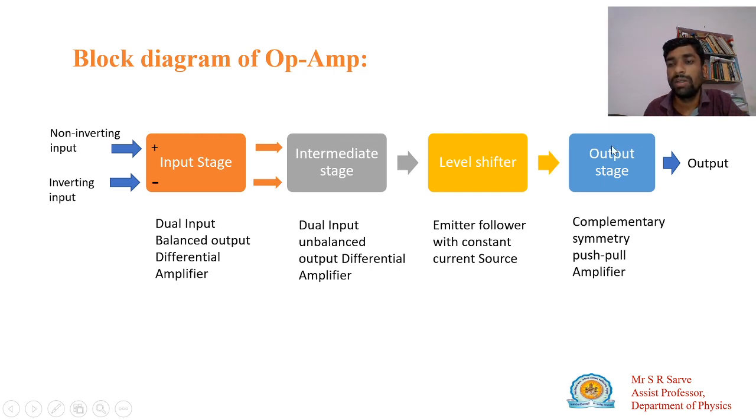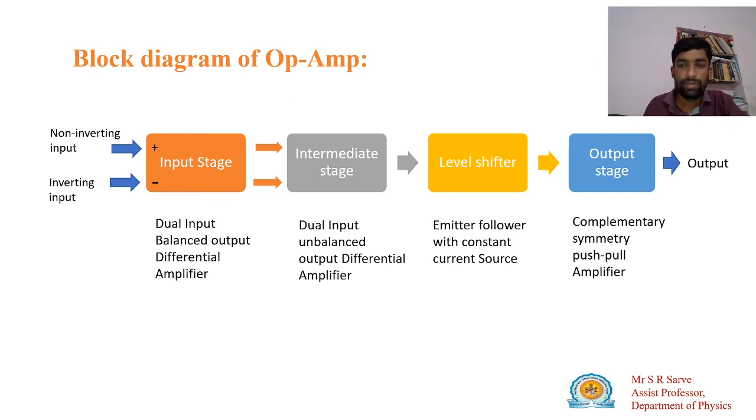So what is the advantage of the output stage? This output stage will provide you the maximum output voltage swing, and it establishes the current of that operational amplifier. So this is your block diagram of an operational amplifier.